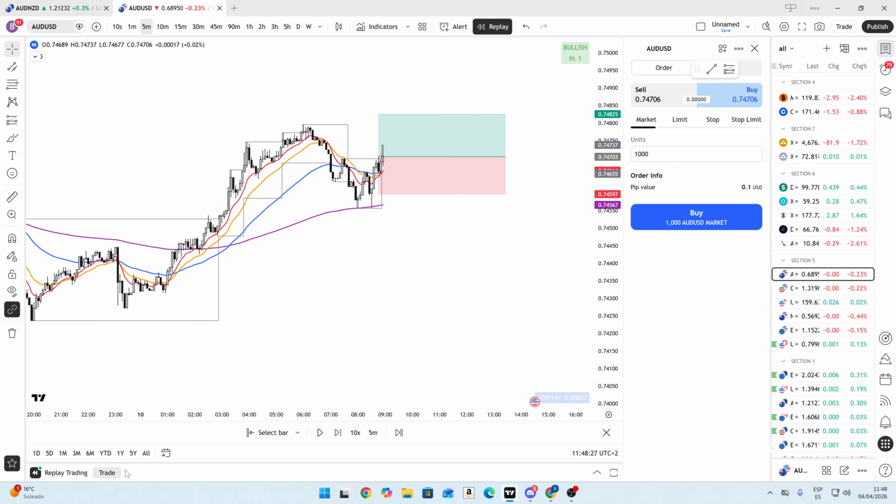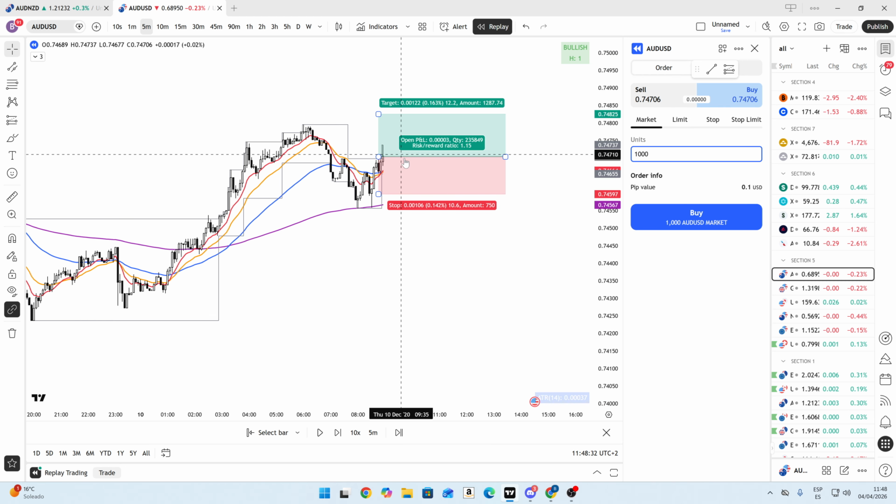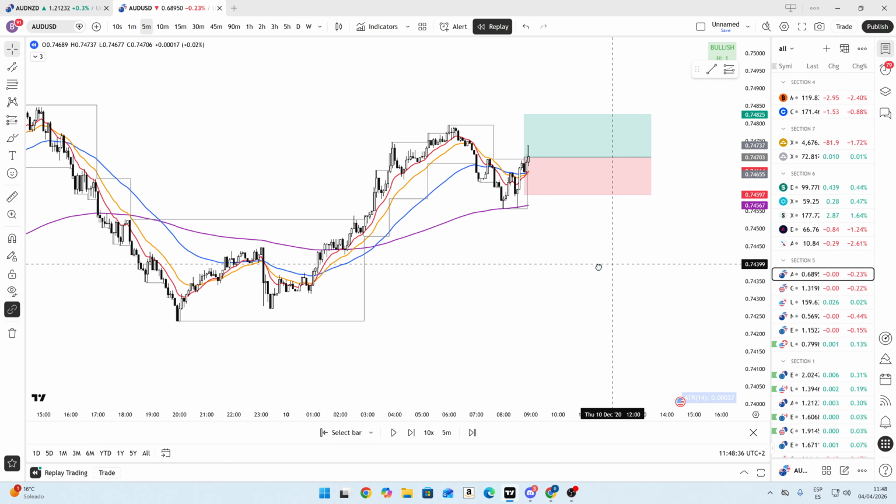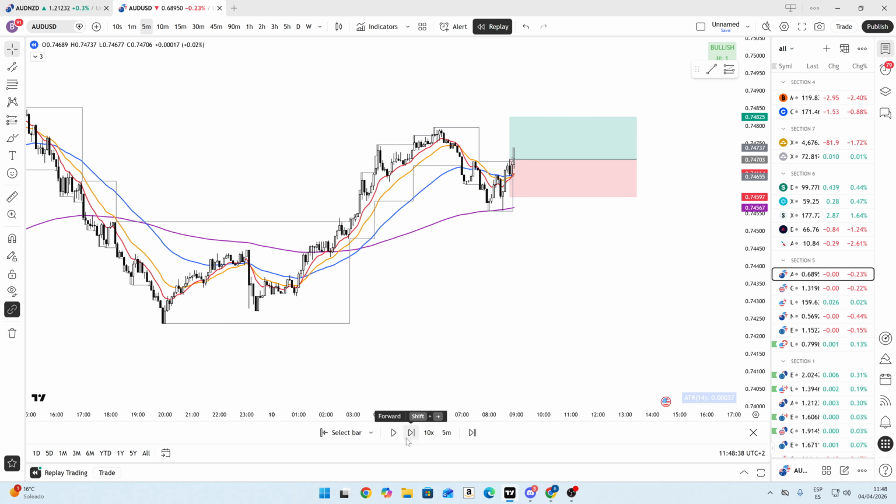Wait, can we do something like this? I don't really know how to use this, so I'm just going to skip it. It's been a while since I used this, so let's just trade it. We're in the trade basically.